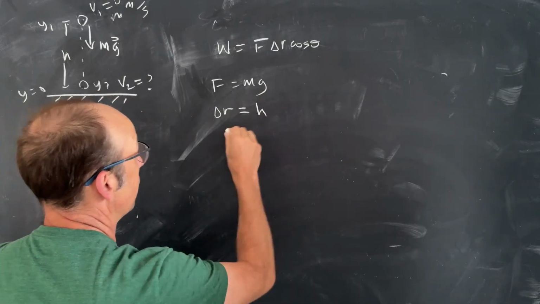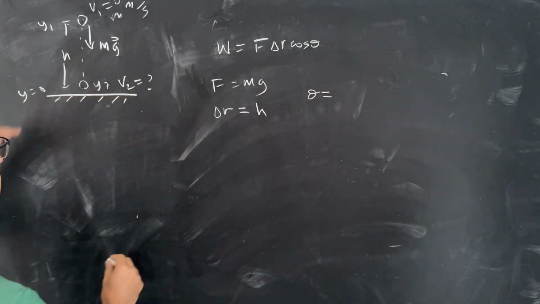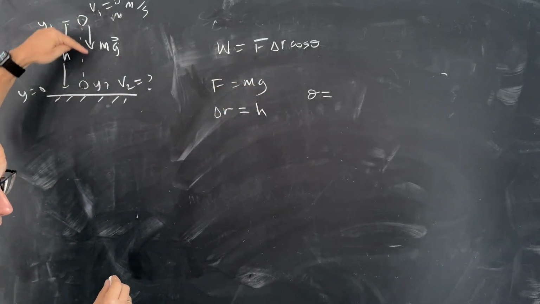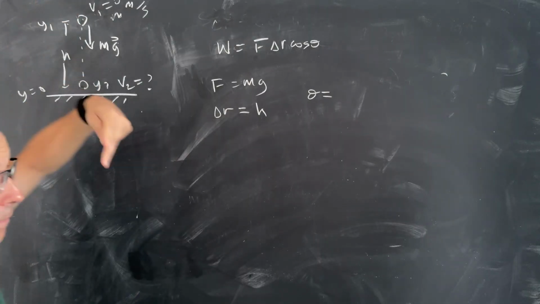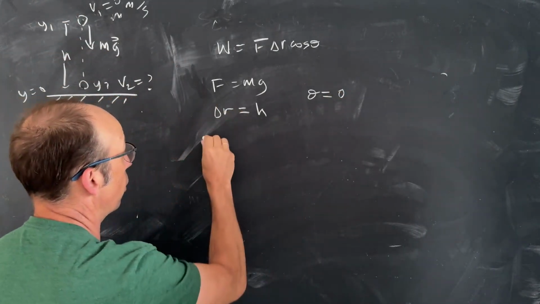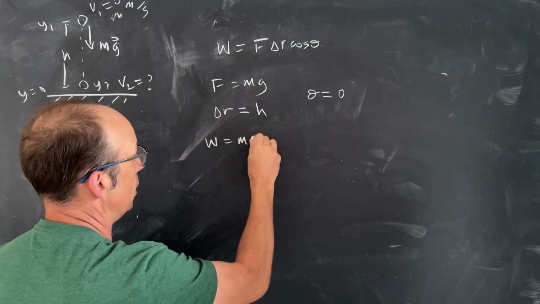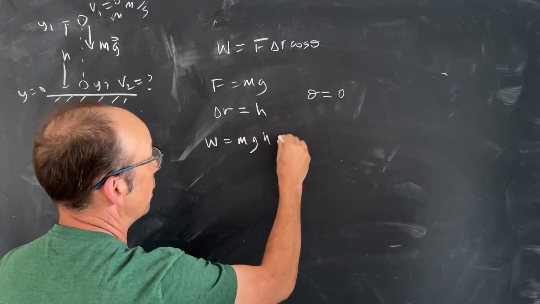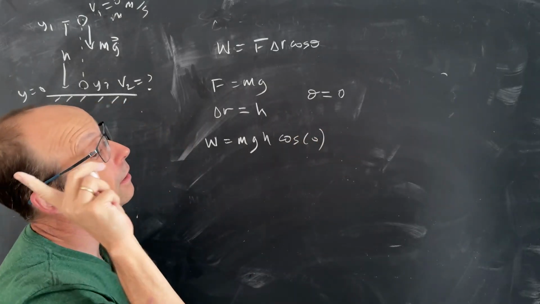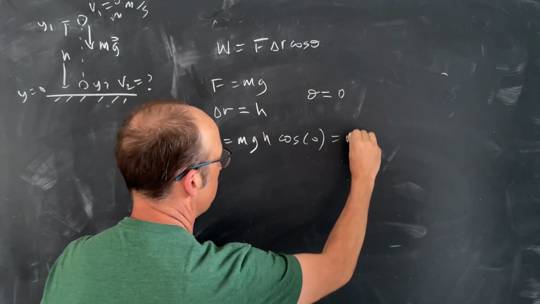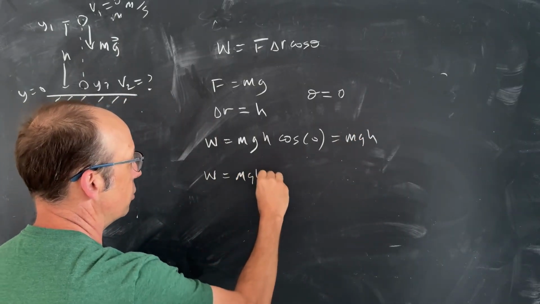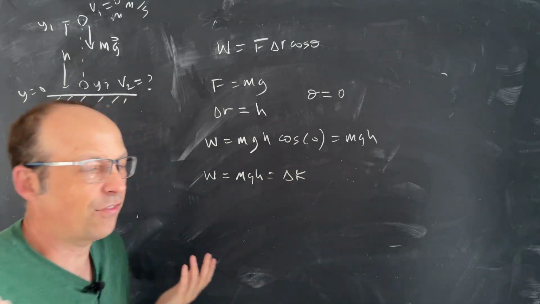And then I need theta. So what's theta? Theta is the angle between the force and the displacement. So in this case, it's moving down. Delta r is down. The force is down. So those are both in the same direction. So theta is 0. So work is going to be the force, mg, times the displacement, h, times the cosine of 0. And the cosine of 0 is 1. So you get mgh. So now I go back to the same thing, and I have work as mgh, and that's the change in kinetic energy. And after that, the whole problem's the same.